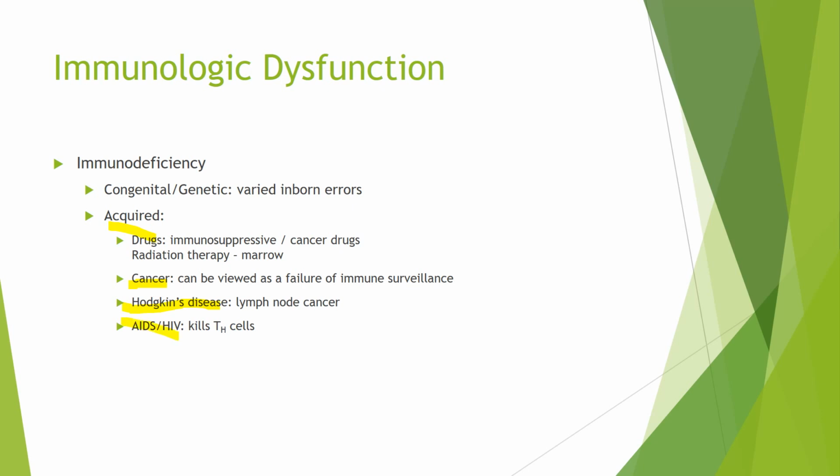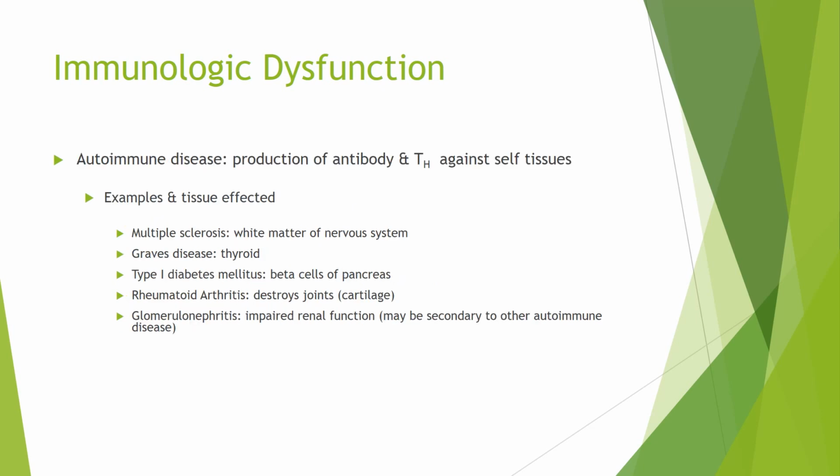And then HIV and AIDS, this is where the helper cells are being killed. And so there's a decrease in the number of lymphocytes. With autoimmune diseases, this is where the production of antibodies and helper T cells are against itself, and so it's recognizing itself as a foreign invader. Common examples of this include MS, multiple sclerosis, which will attack the myelin, the white matter of the nervous system. Graves' disease will attack the thyroid, and so will affect metabolism.